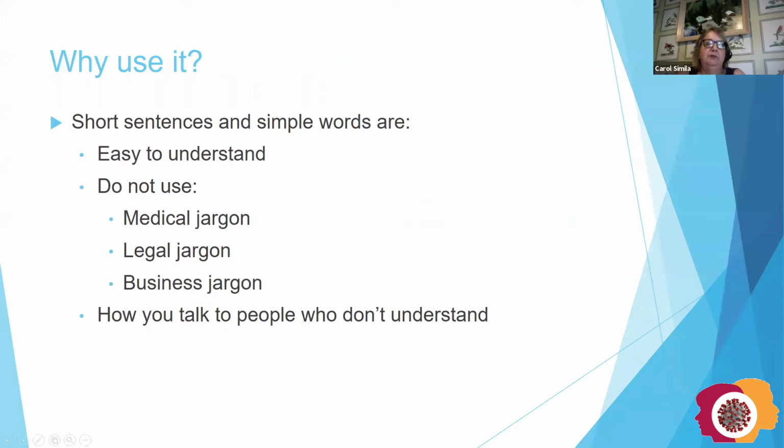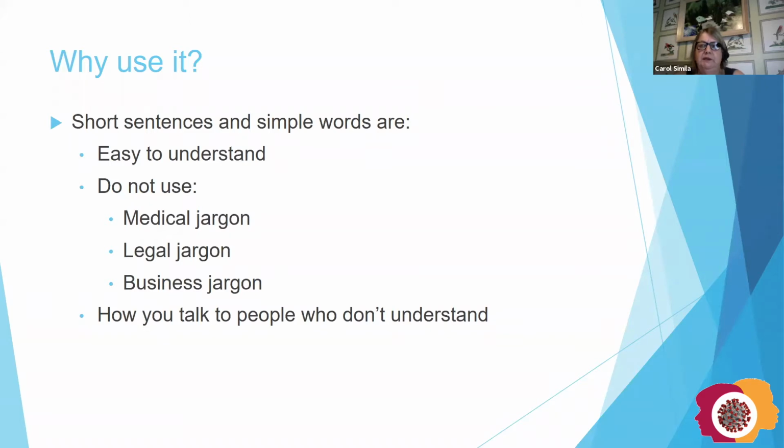Why use the 220 rule? Well, because short sentences and simple words are easy to understand. And this is true even for people with PhDs, MDs, legal degrees. Everyone I have spoken to seems to understand short sentences and simple words. That is not true if you use legalese, obviously, or clinical language or any other kind of jargon. So the goal here is not to use medical jargon, legal jargon, or business jargon.